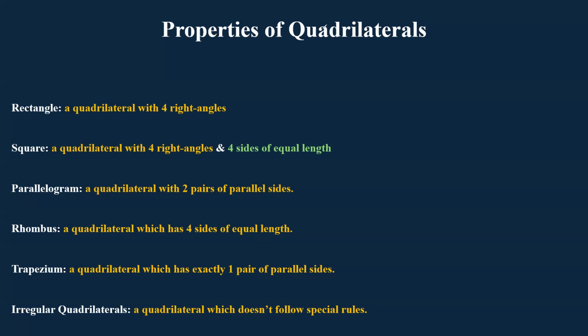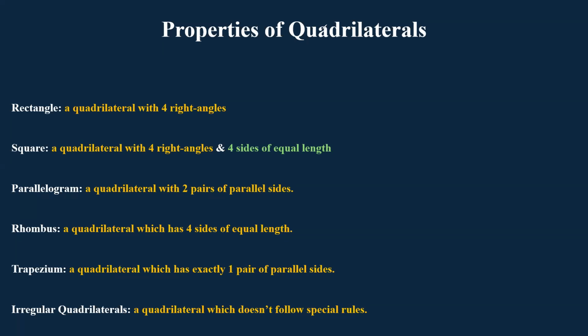And an irregular quadrilateral is a quadrilateral which doesn't follow the special rules. In other words, it's none of the ones above. It doesn't have any special rules. Don't worry, we'll talk about them, okay? So at the moment, all we've done is discuss the properties of different quadrilaterals, different four-sided shapes, but now we need to identify them, okay?